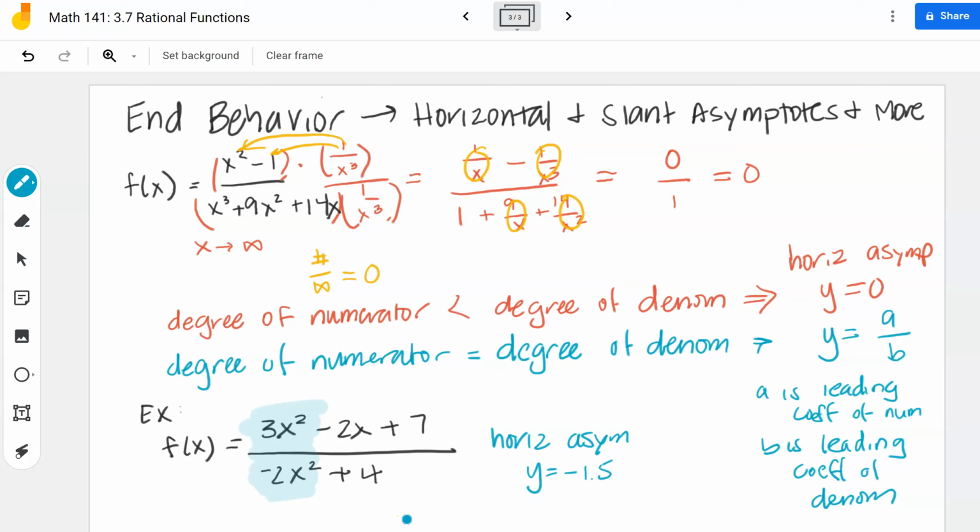Since this video is already a little long and I've already had so many glitches during it, I'll go ahead and do a second video where we talk about slant asymptotes and more.